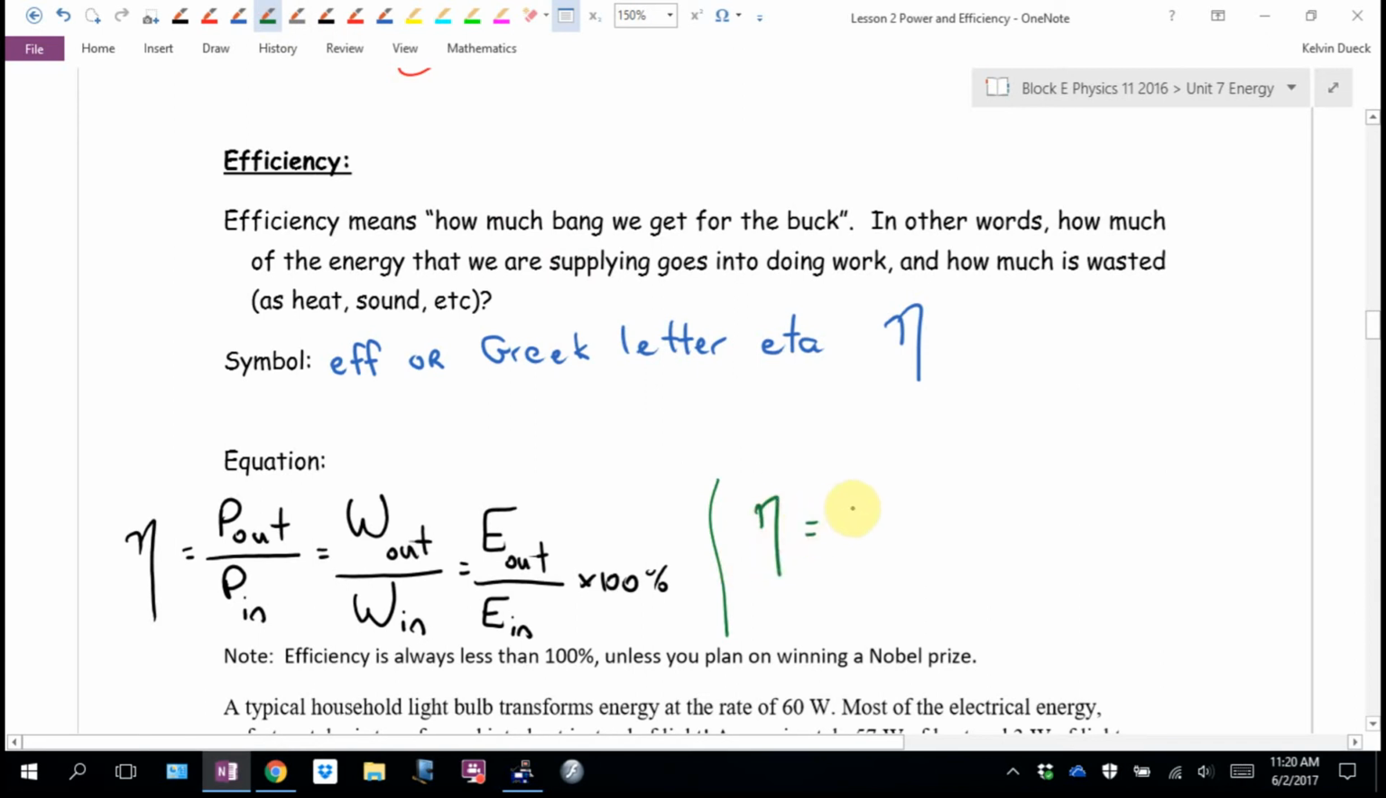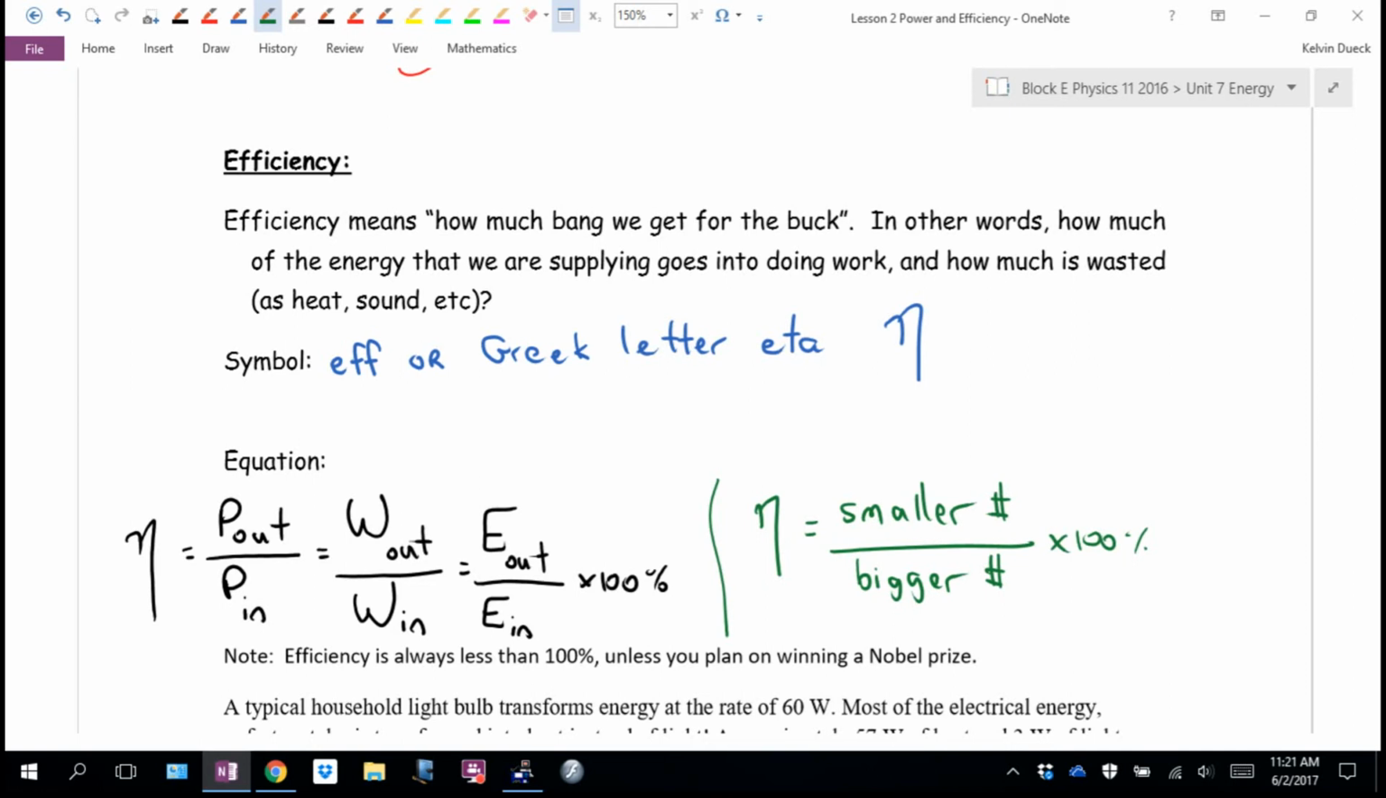Efficiency is always going to be the smaller number divided by the bigger number. And that will guarantee, oh, and then times 100%. And Natasha, that'll guarantee that you're still in our universe. The reason I say that is sometimes in the grammar of the sentence, the word out will appear in front of what's coming in. Or the word in will appear in front of what's coming out.